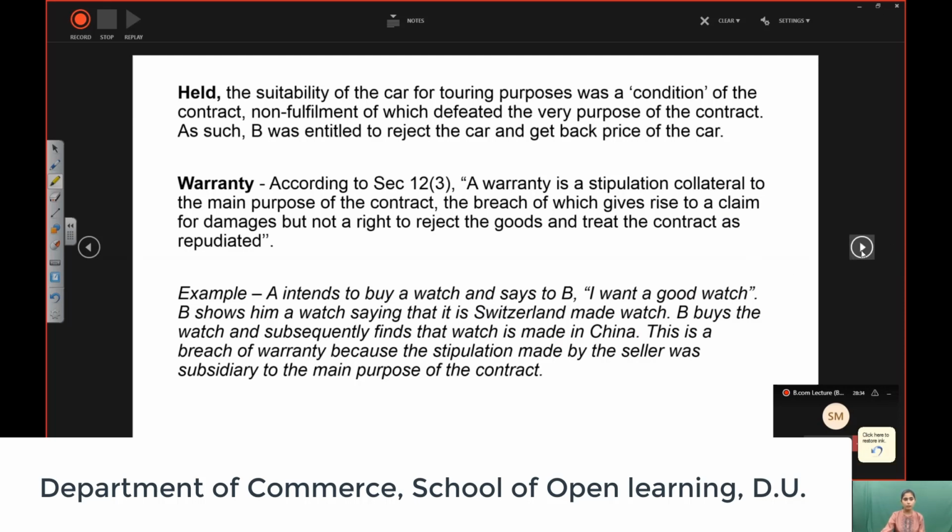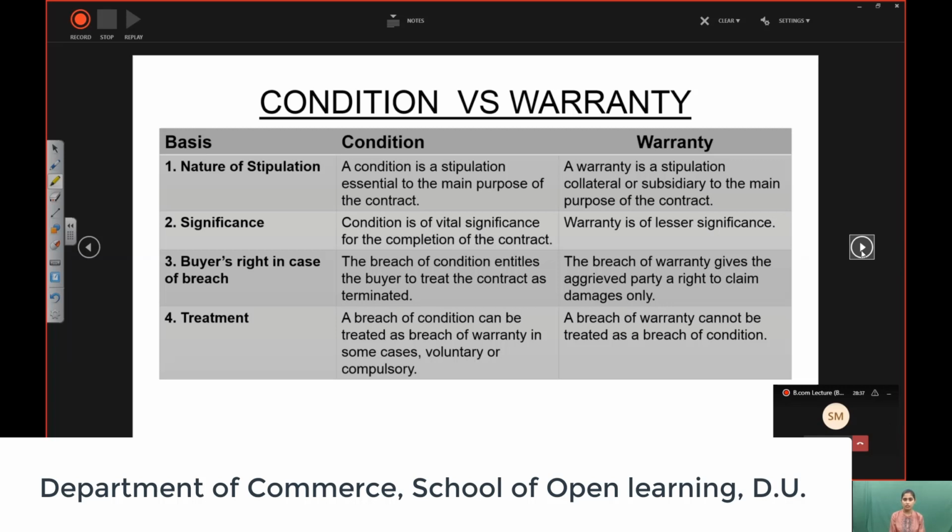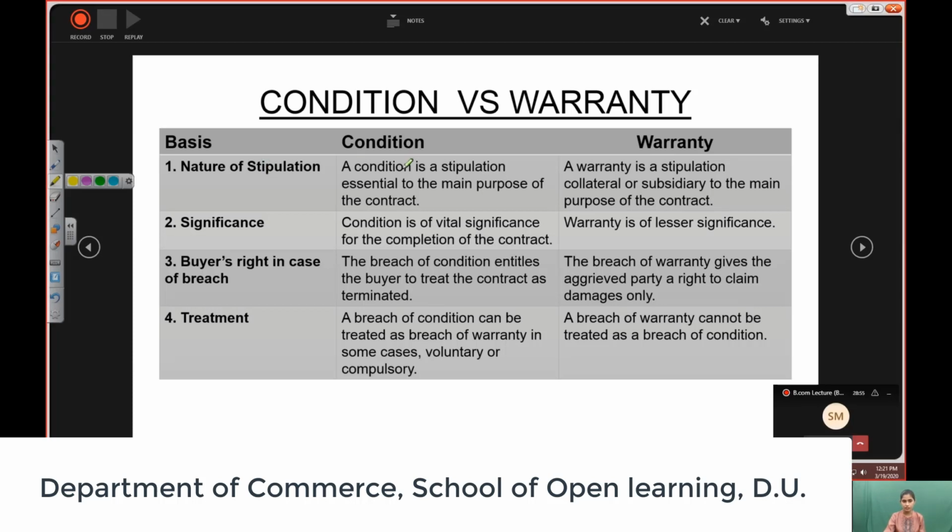So we are going ahead with the distinction between condition and warranty. Now it will be very easy once we know what these two terms are, how they are differentiated. Let's see. Number one is basis, nature of stipulation. A condition is a stipulation essential to the main purpose of the contract, whereas a warranty is a stipulation collateral or subsidiary to the main purpose of the contract. So I think the meaning is clear. Condition is an essential requirement, whereas warranty is a subsidiary requirement, or I can say collateral requirement.